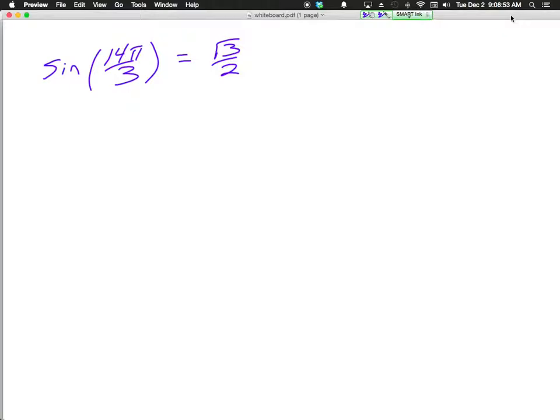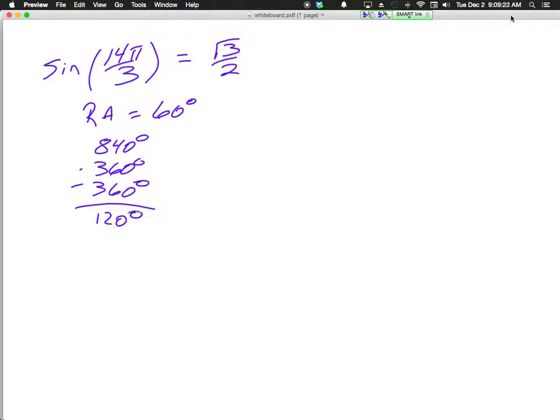Okay, so I knew what the reference angle was because of pi over 3, so it's 60 degrees. And I got 840 because I did 60 times 14. And then I subtracted 360 twice. And that gave you 120. And that put me in the second quadrant. So I knew that it was sine, which was positive. And then sine of 60 is square root of 3 over 2. Very nice. Outstanding.